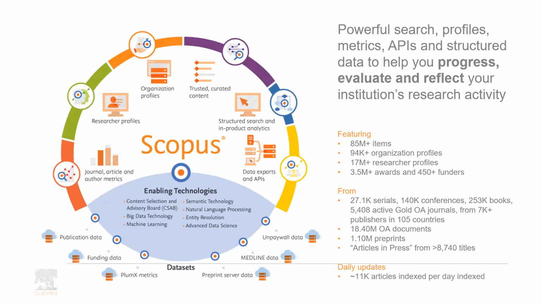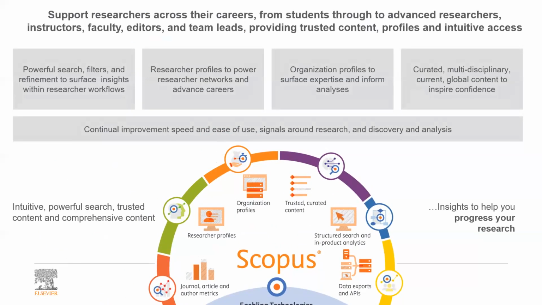So as a result, what researchers are able to do would be to support themselves through their careers. Advanced researchers, students, instructors, faculty, editors, team leads are able to access trusted content. They're able to access their own author profile, their own organizational profiles, as well as to get intuitive access. So Scopus allows you to search, filter, and refine to surface insights within your research workflows. You can power your research network and advance your careers through researcher profiles, which is what we'll be talking about primarily today with regards to author profiles.